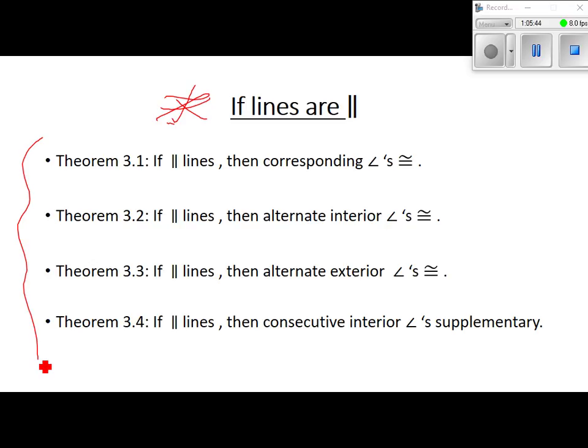Okay, parallel. So if you have parallel lines, then what's true? Corresponding angles have to be congruent. If parallel lines, what has to be true about alternate interior angles? Congruent. If parallel lines, what has to be true about alternate exterior angles? Congruent. If parallel lines, what has to be true about consecutive interior angles? That's the one that's different, isn't it? So make sure, maybe mark that one and write that it's different. Supplementary, not congruent like the others.